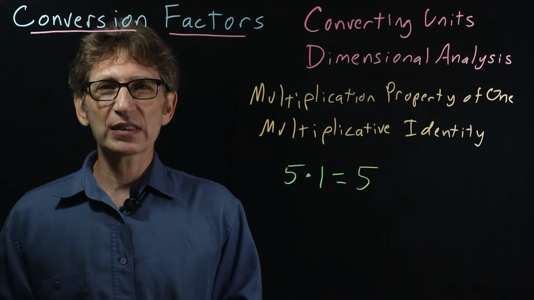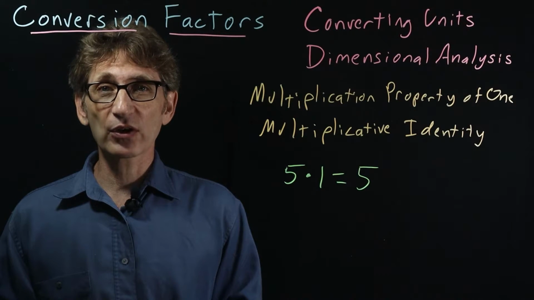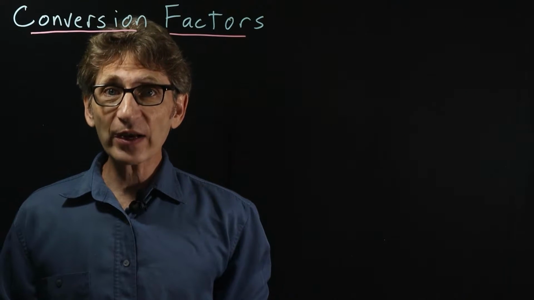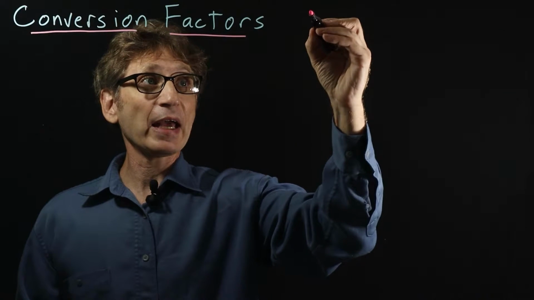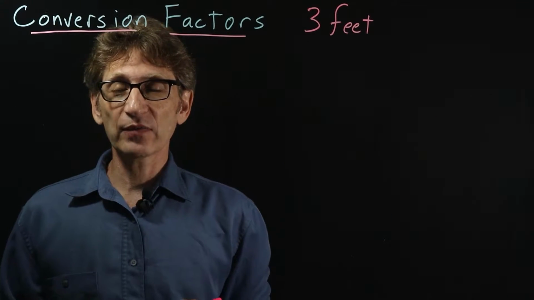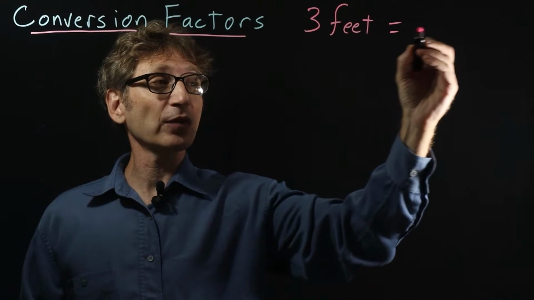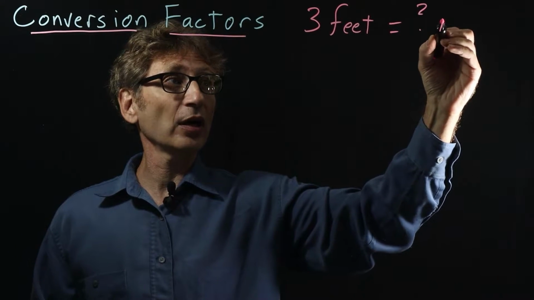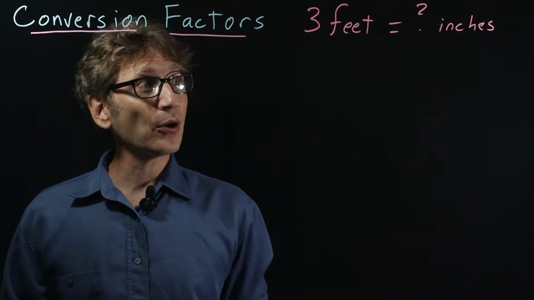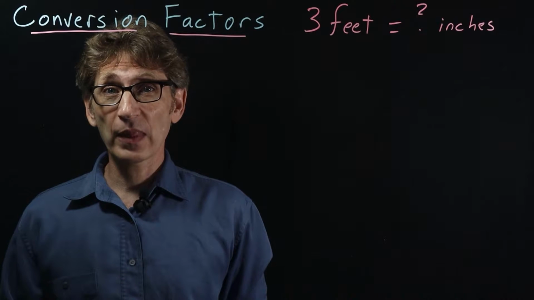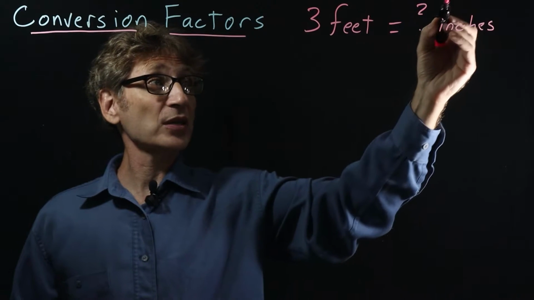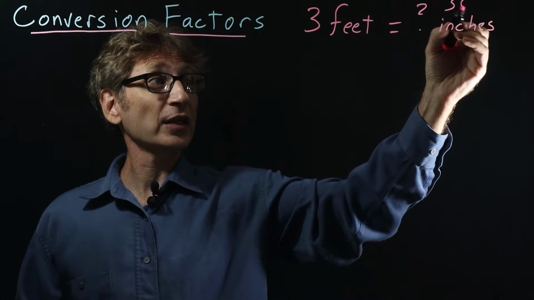So let's take a look at an example of using a conversion factor to convert between units. We'll start with a fairly straightforward example. I have 3 feet, a measurement of distance, and I want to convert that to some number of inches. Okay, so we know that there are 12 inches in 1 foot. If I have 3 feet, well, 3 times 12 is 36. I must have 36 inches.